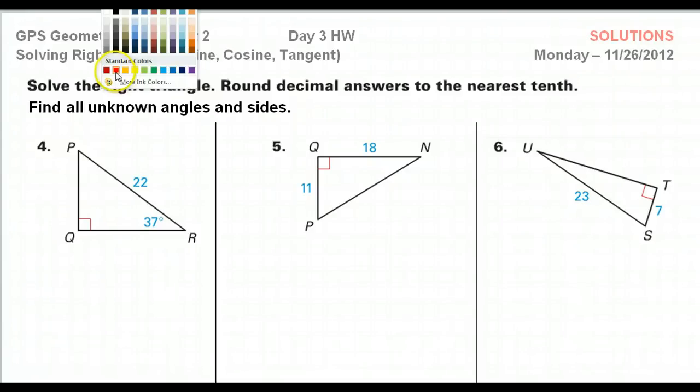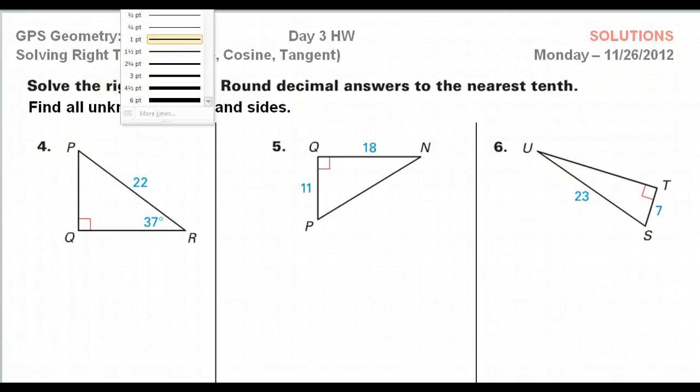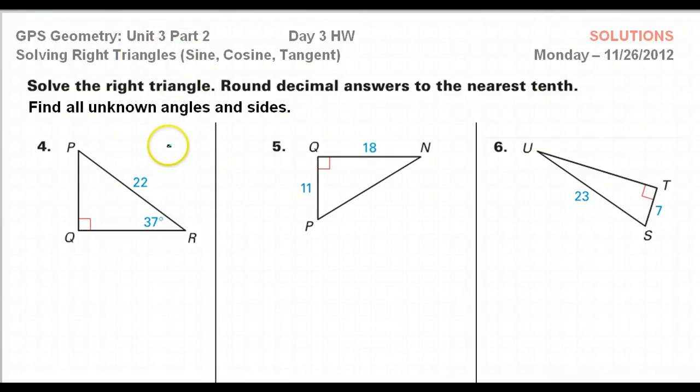Well, first we learned how to use tangent, sine, and cosine to find unknown sides. Then we learned how to use the inverse sine, inverse cosine, and inverse tangent to find unknown angles. So putting all that together, now we should be able to find any unknown angle and unknown side in a right triangle if we're given enough information.